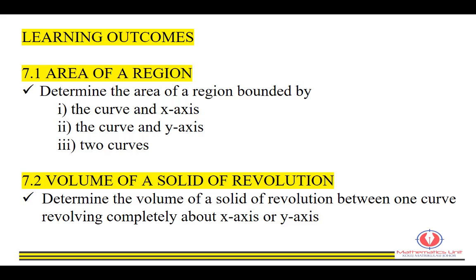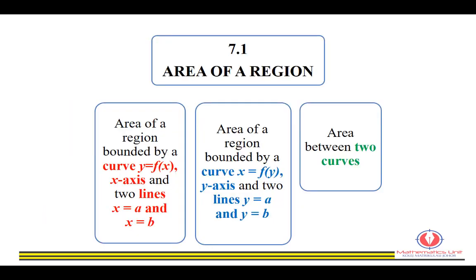For 7.2, you will learn how to determine the volume of a solid of revolution between only one curve revolving completely about x-axis and y-axis. So let's start with the first subtopic, 7.1, area of a region. We divide it into three parts. Part A, the area of a region bounded between the curve and x-axis. Part B, the area between the curve and y-axis. And part C, the area between two curves.